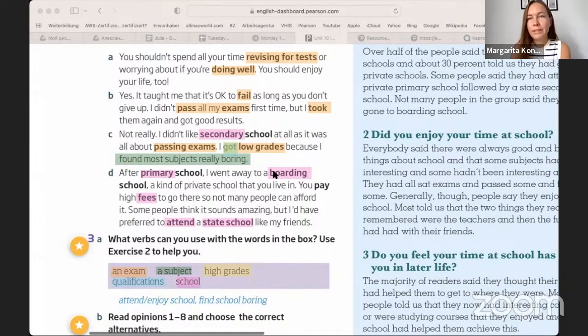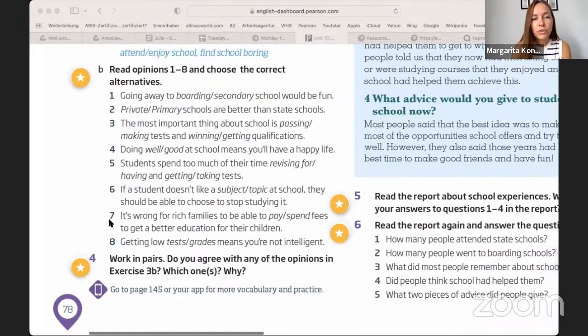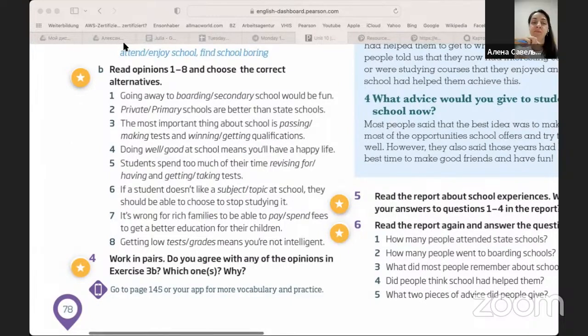Good. Okay, lovely. Let's try out a couple of sentences with these words. You've got here 8 sentences. I'd like you first to work individually and choose what do you think suits best in every sentence, okay? Okay.